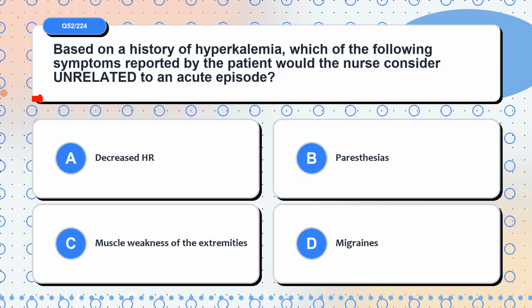Question 52. Based on a history of hyperkalemia, which of the following symptoms reported by the patient would the nurse consider unrelated to an acute episode? Here are the options. Option A, decreased HR. Option B, paresthesias. Option C, muscle weakness of the extremities. Option D, migraines.